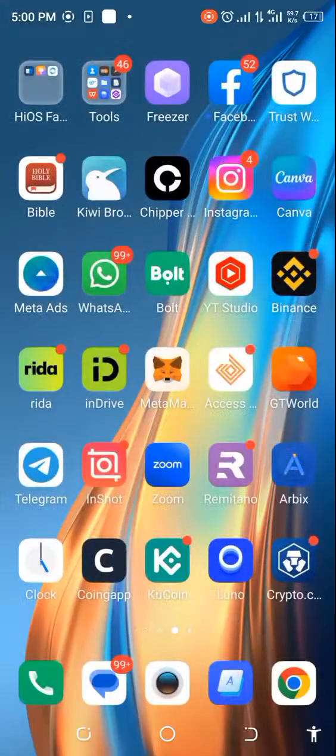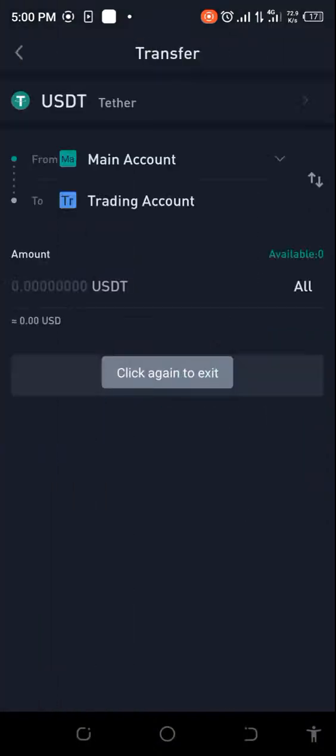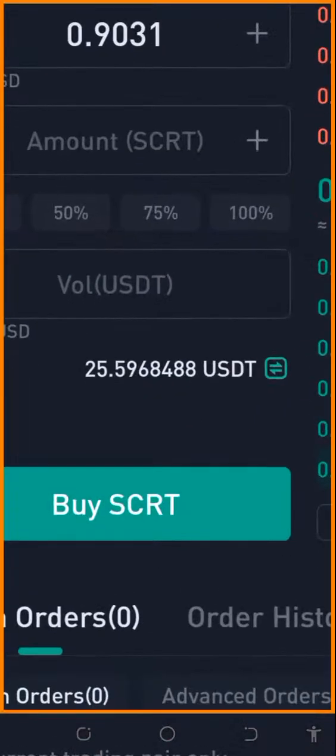Now, what are we getting here? This is always the moment of truth, right? What are we getting here? We're getting 25.59, which is actually a profit. But don't forget, we are going to change this to TRX, okay?